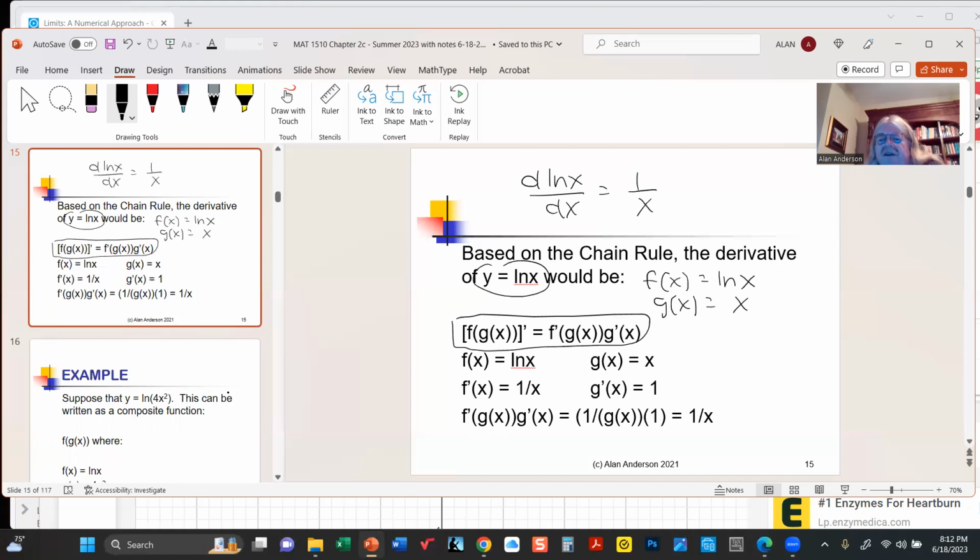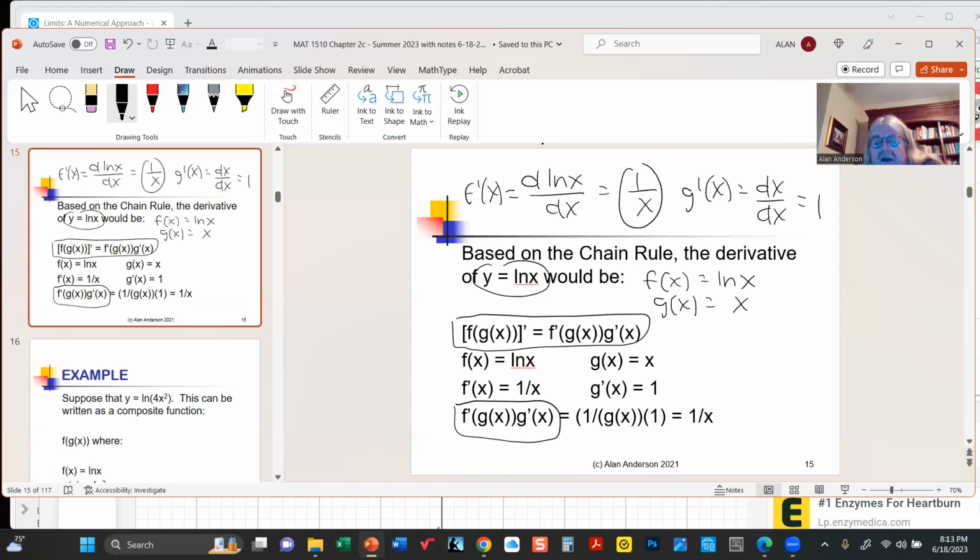And of course, if g of x is x, then obviously it's going to be 1. All right. So g prime of x could be written as dx over dx, which is just 1. All right, so here, this is what we're trying to solve for. F prime of g of x is 1 over, now remember, it's 1 over x.